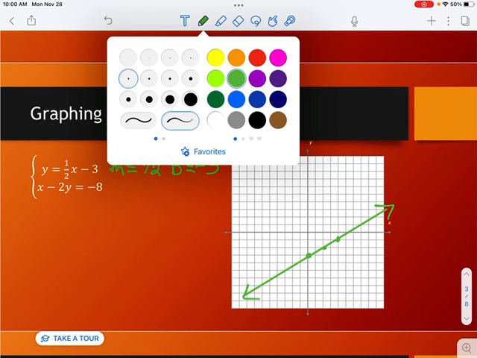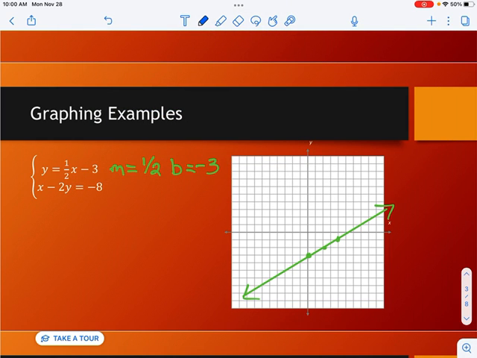The second line, if you'll notice, is not in y equals format. So the first thing I need to do is subtract my x from both sides. Then I need to divide by -2. That gives me y equals 1/2 x plus 4. So my slope is 1/2 and my y-intercept is 4. So 1, 2, 3, 4. From there, I go up 1, right 2, up 1, right 2, and connect them.